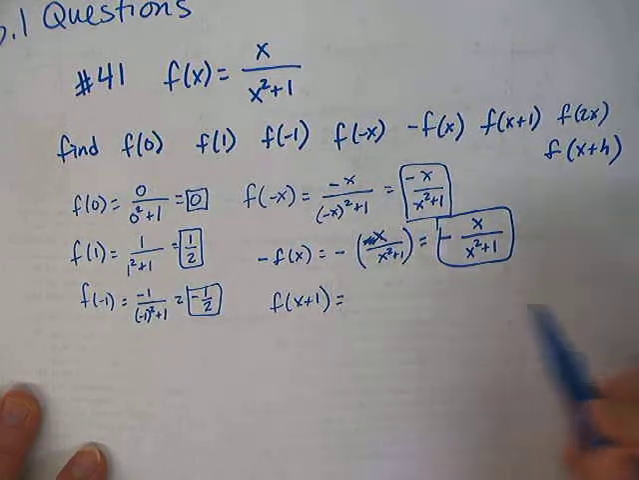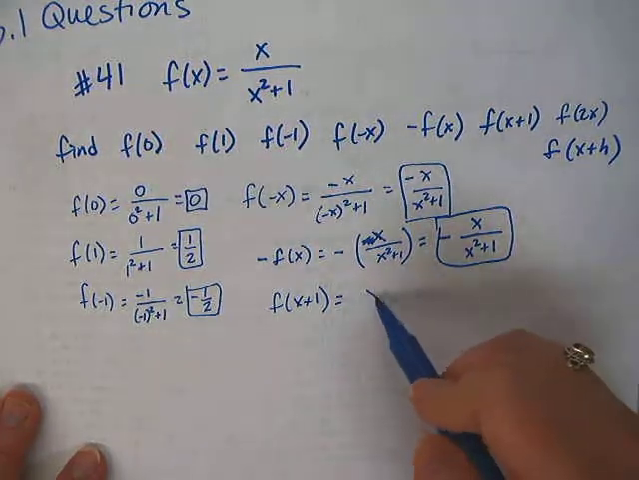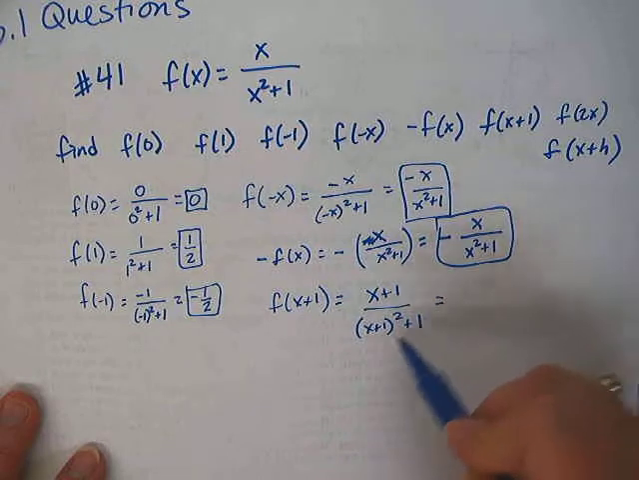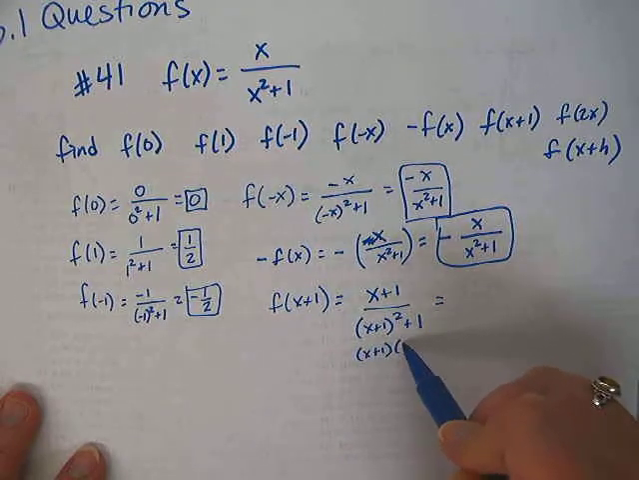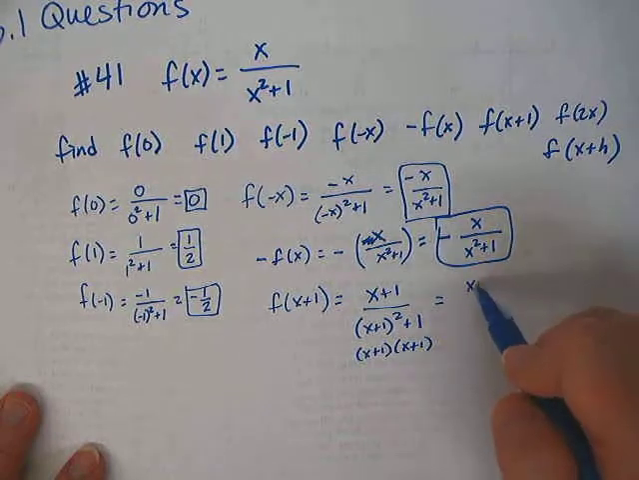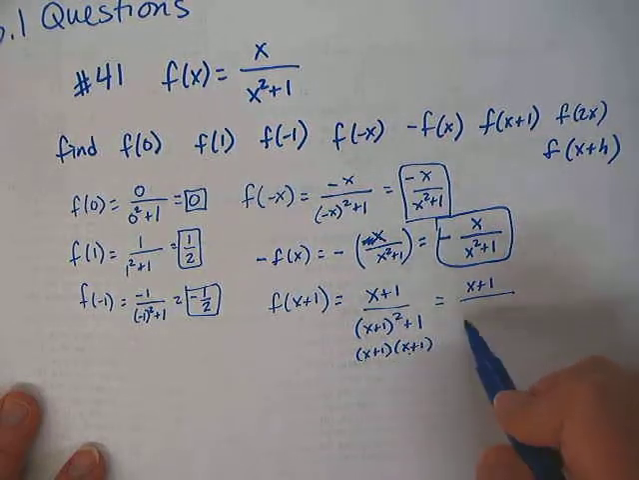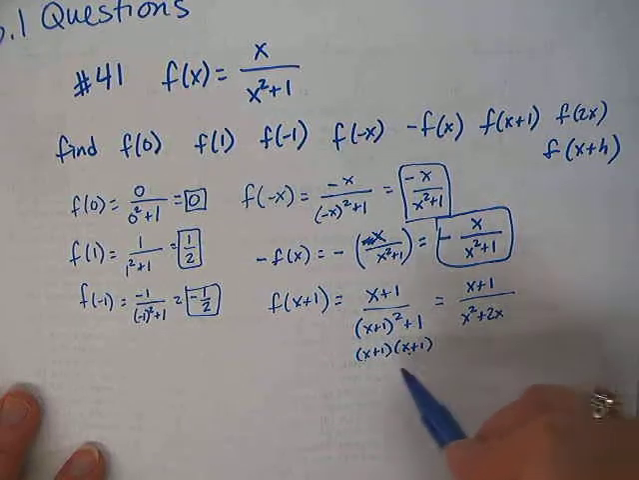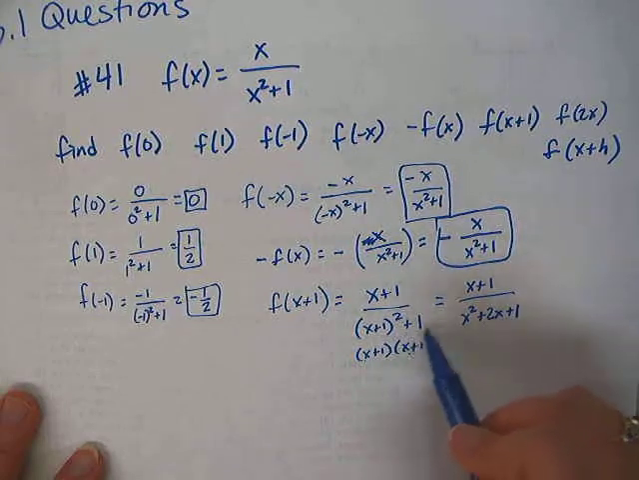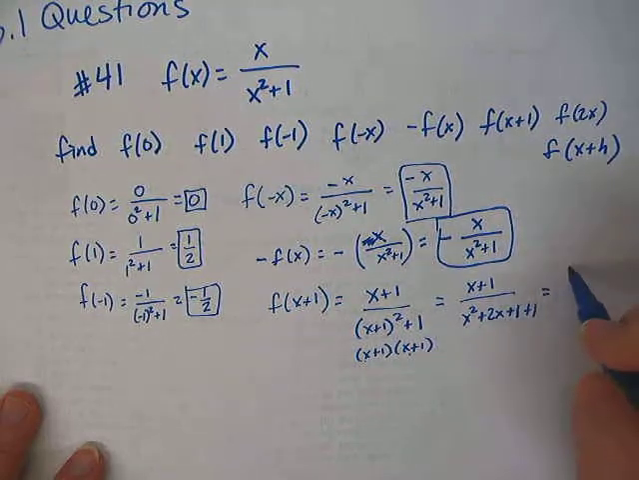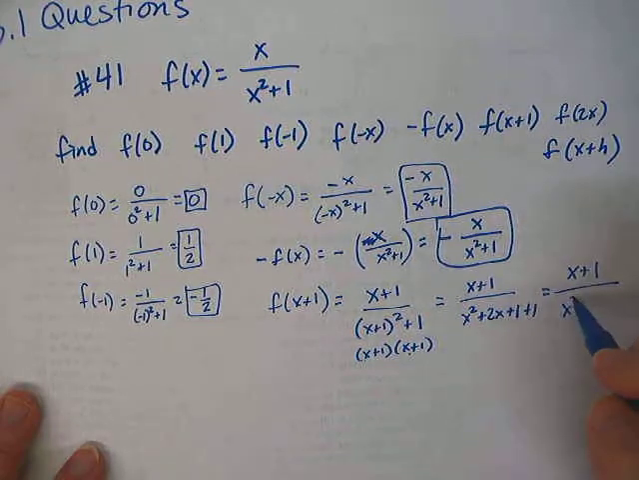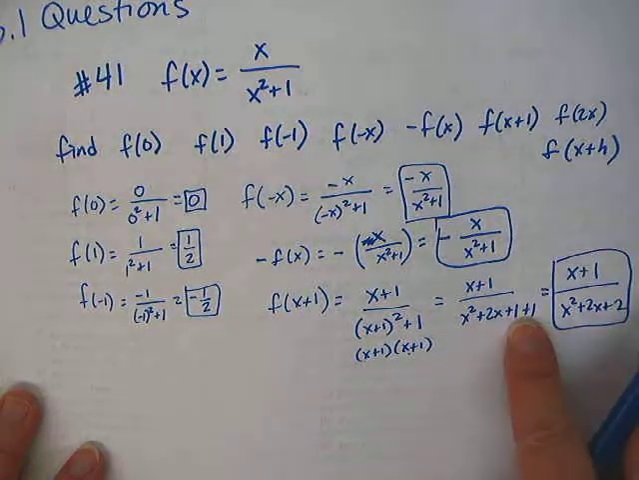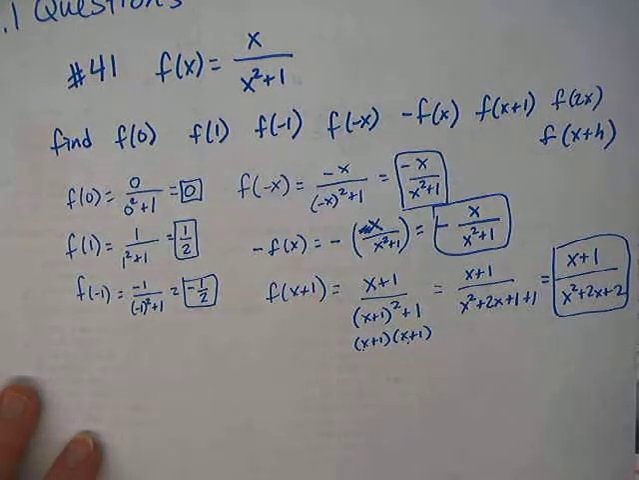Alright, f of x plus 1. That means everywhere that there's an x, we plug in an x plus 1. So x plus 1 over x plus 1 squared plus 1. I'm going to go ahead and FOIL that part out on the bottom of my fraction. So I have x plus 1 on the top, and then I have x times x is x squared. X times 1 plus x times 1 is 2x. 1 times 1 is 1, and then they have an additional plus 1. So the final answer will be x plus 1 over x squared plus 2x plus 2. Because we add those two 1's together, right?